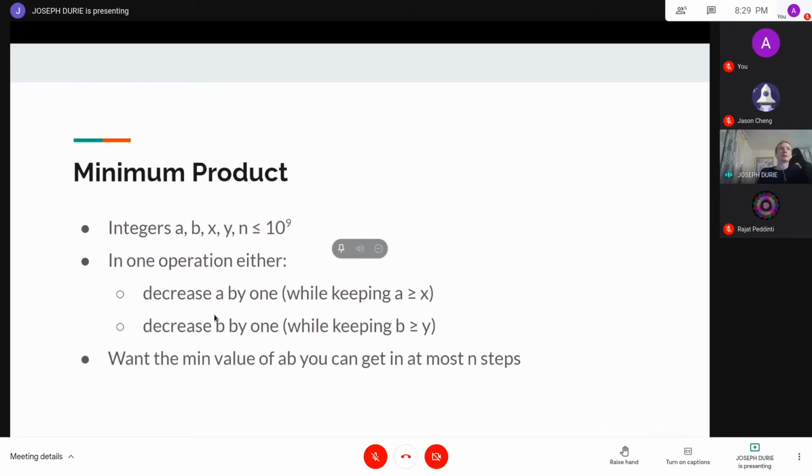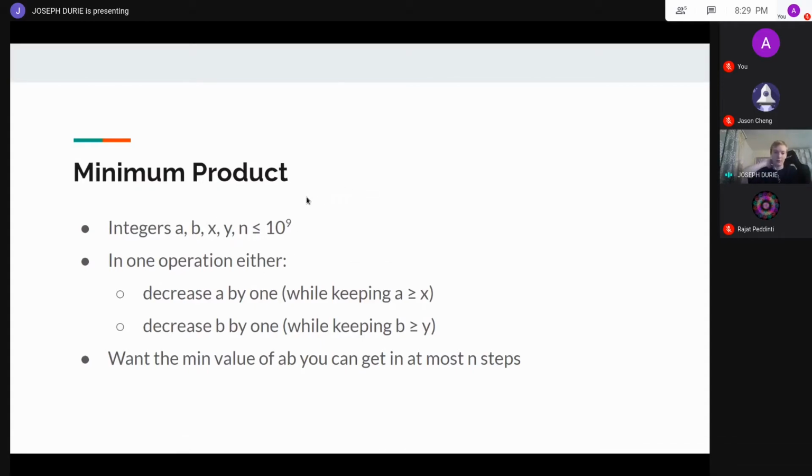Because we're thinking about this idea of staying ahead of the optimal, think about what happens to the value of AB at every step as you do the operations.